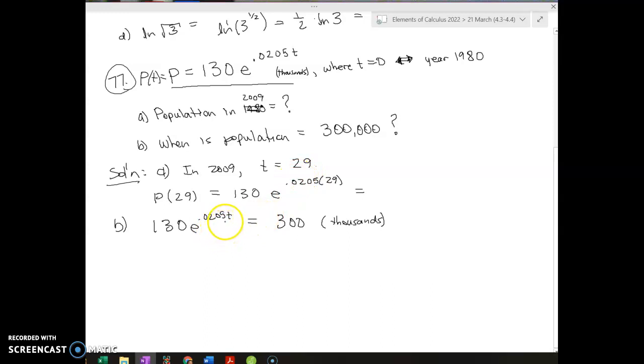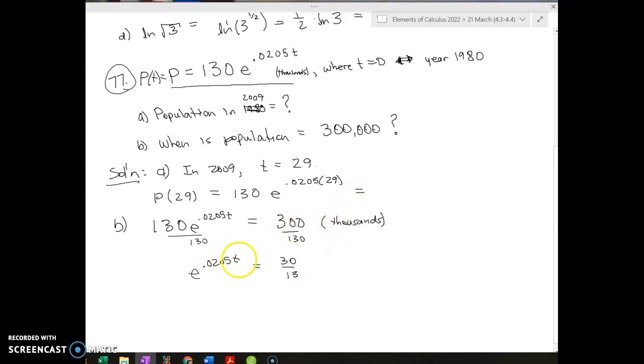So we need to get all the variables on one side of the equation. I guess what we could do is divide by 130 on both sides, and we would get e to the 0.0205t equals 300 over 130, which would be 30 over 13.